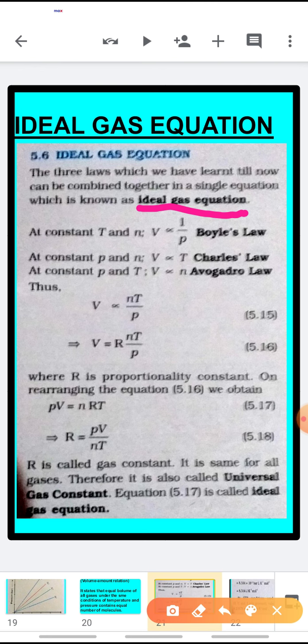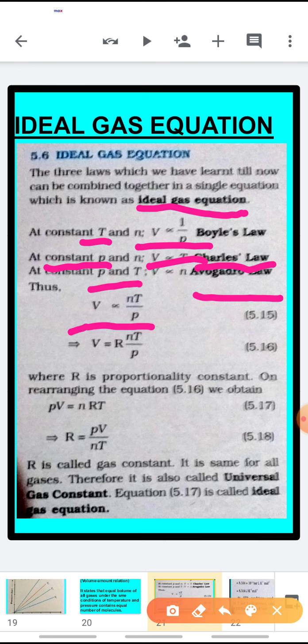According to Boyle's law, at constant temperature V is inversely proportional to P. That means volume decreases when pressure increases. According to Charles' law, at constant pressure V is directly proportional to T. That means with the increase in temperature, volume also increases. And Avogadro's law says that at constant pressure and temperature, the volume of a fixed amount of gas is fixed. So these are the three gas laws.